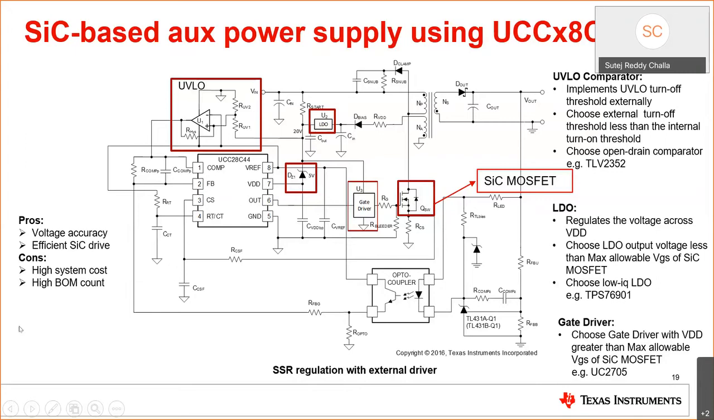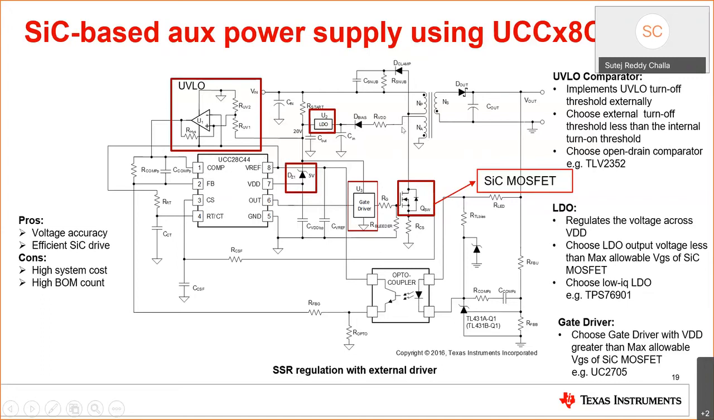And the second one is the LDO. Since the SiC MOSFET has to be driven with nearly 20 volt, and the UCC28C44 VDD is only rated all the way up to 18 volt, an external LDO is required between the auxiliary winding and the controller. So if you want to drive the SiC MOSFET with 20 volt, whereas the controller is only rated all the way up to 18 volt.